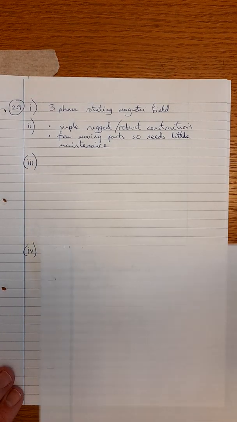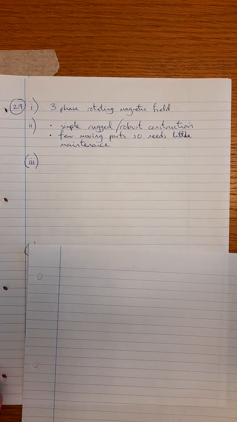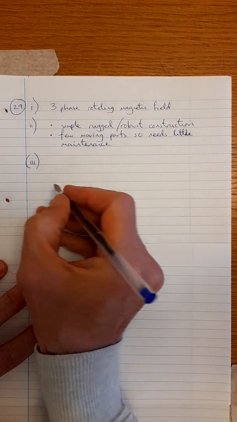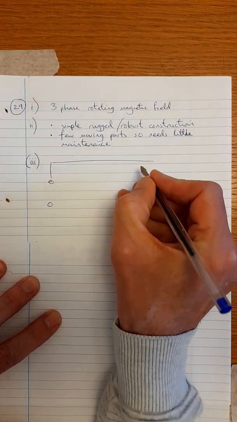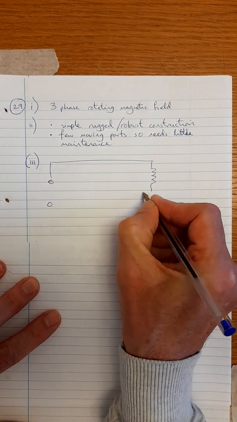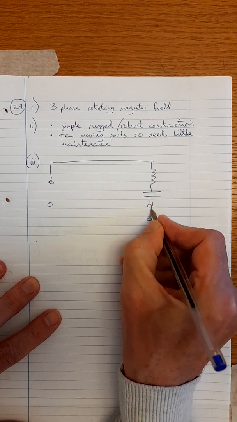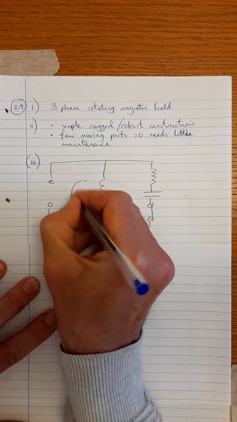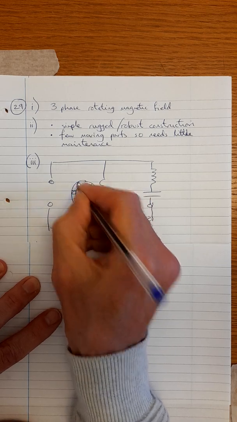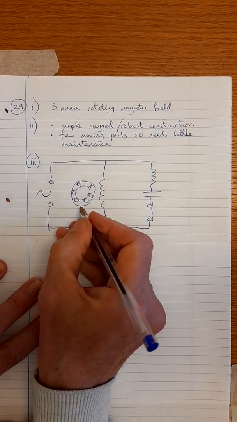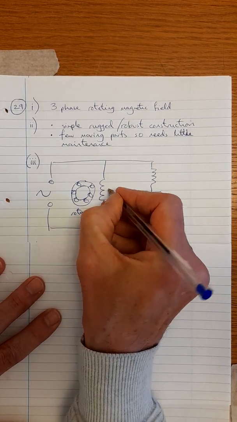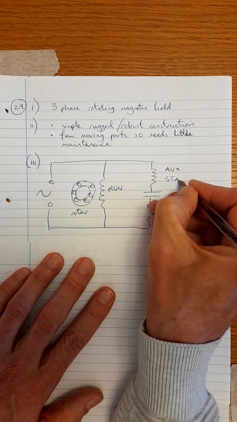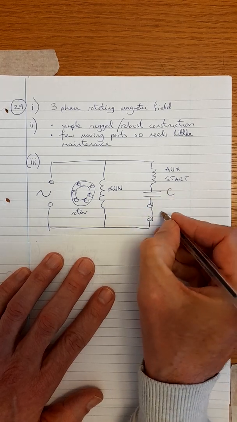So part 3, sketch the diagram for a, which one was it? It was a capacitor start motor. So I'll try and do that at high speed now, and hopefully this won't get too untidy. All right, so we have a single phase AC supply. This represents the rotor. This is the main run winding, and this is the auxiliary or start winding. This is the capacitor, and this is a centrifugal switch.